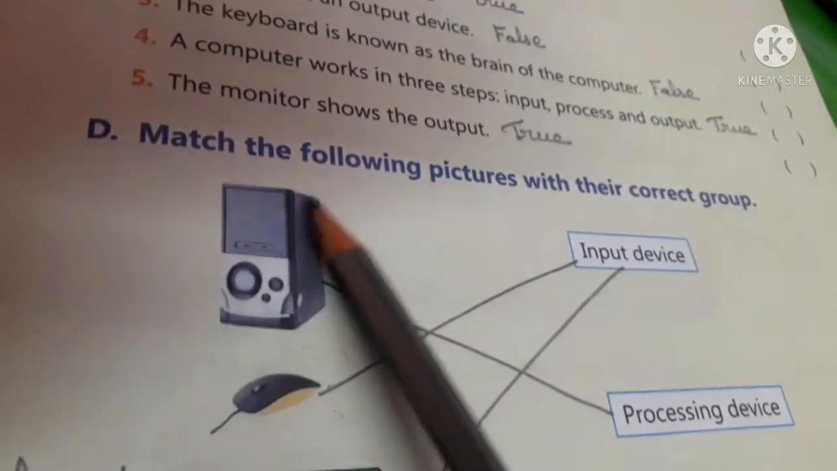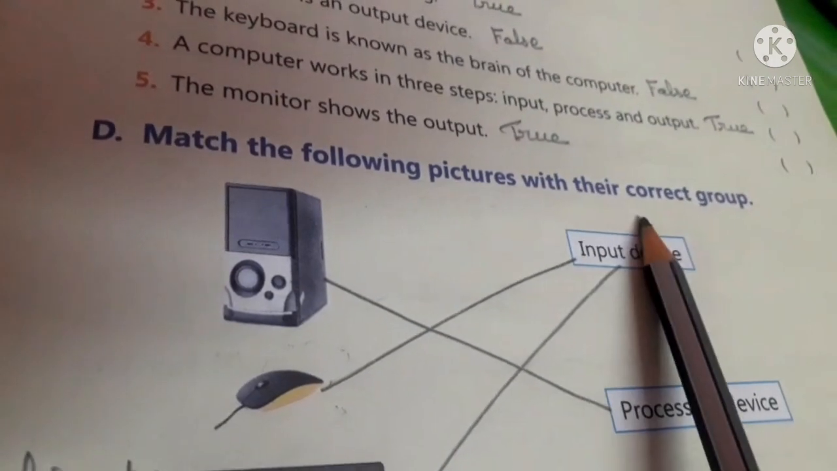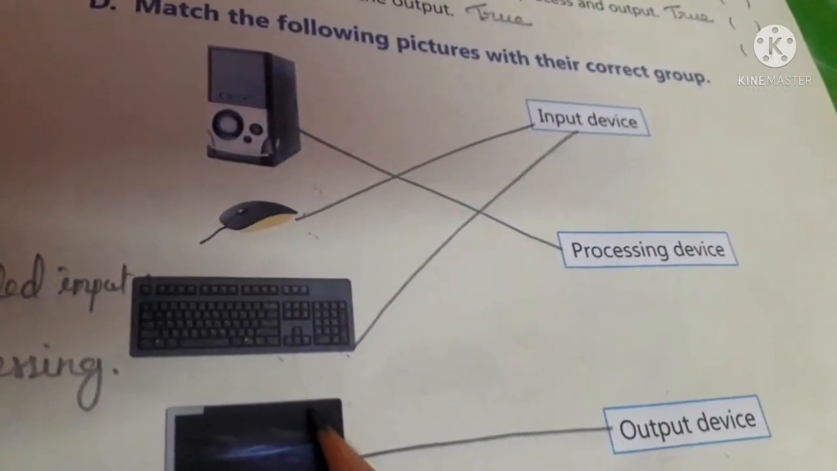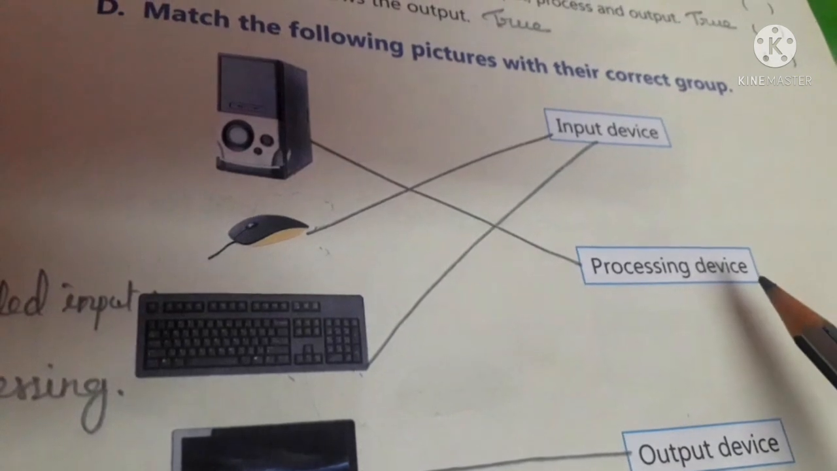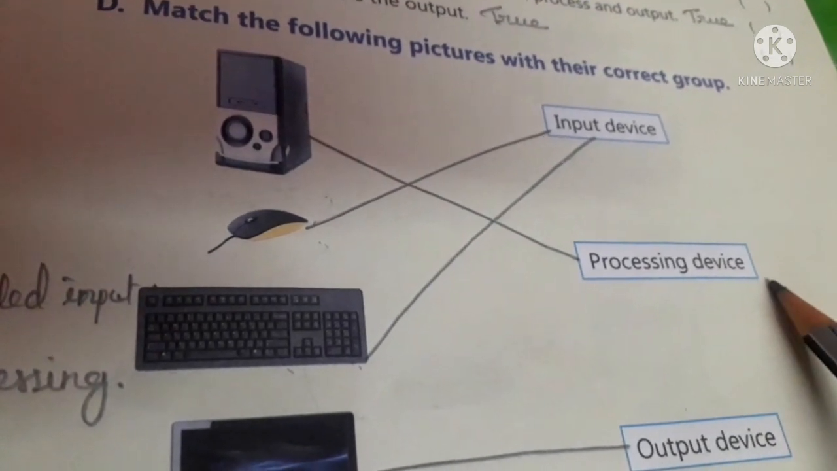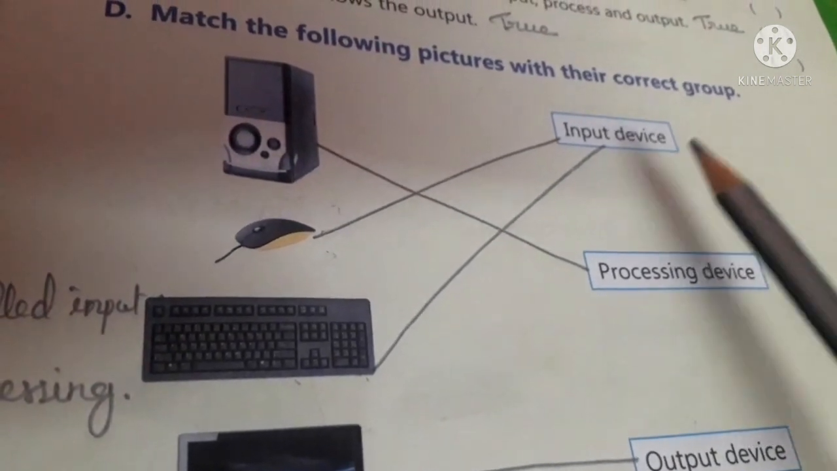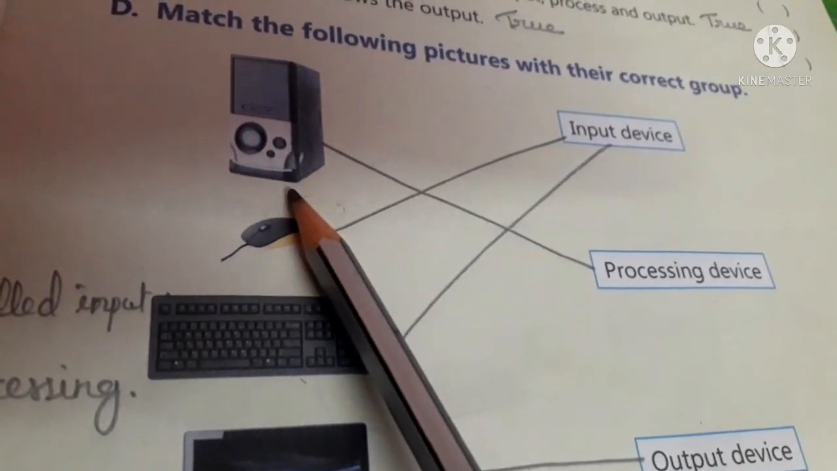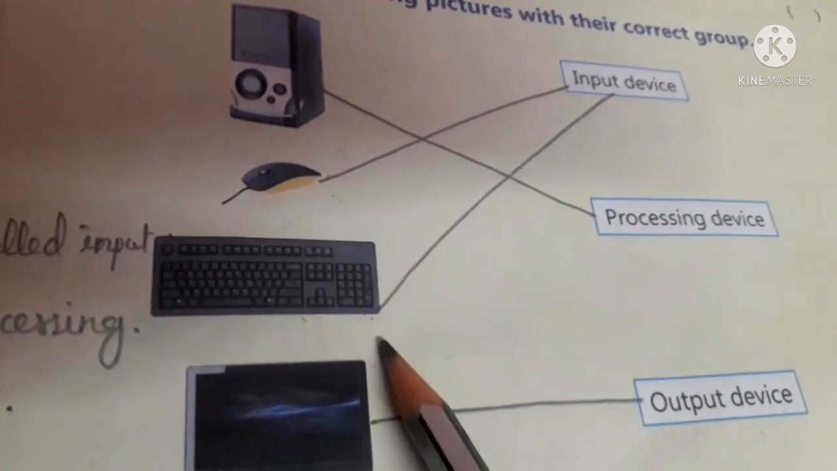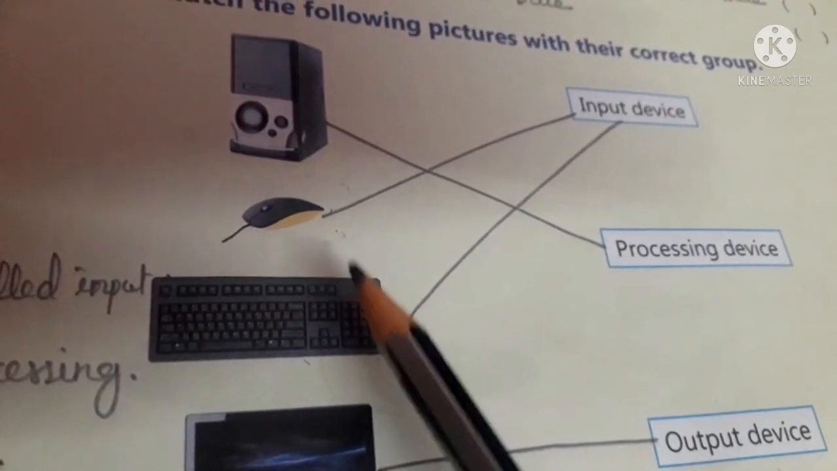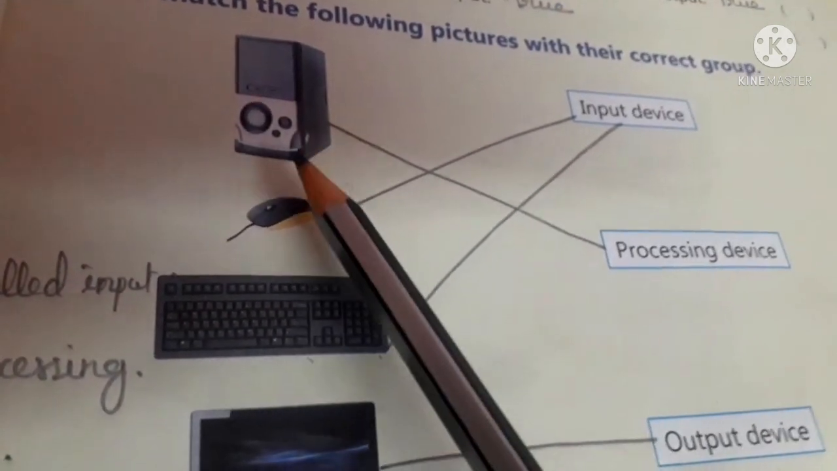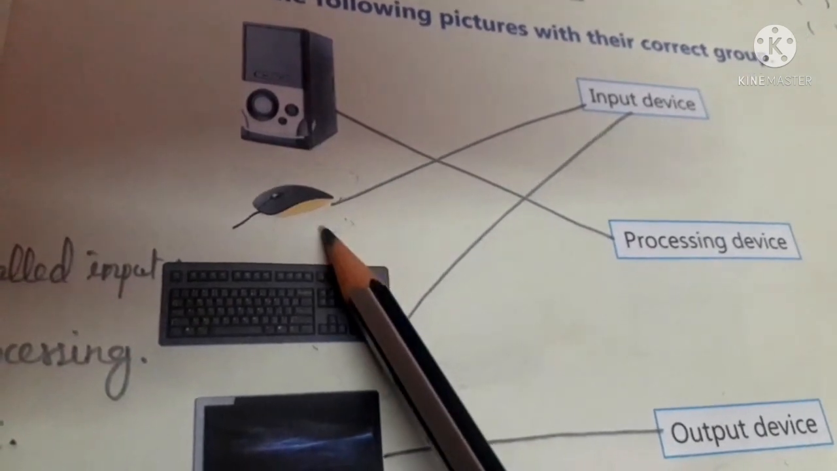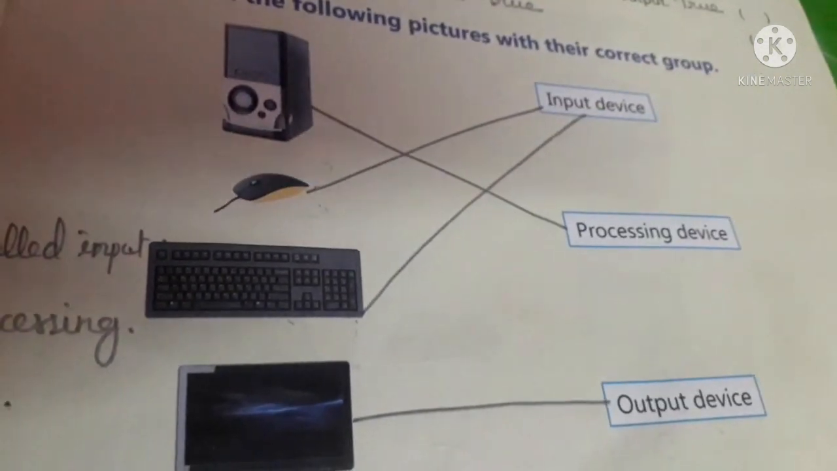Next, match the following pictures with their correct group. Four pictures are given on the left side, and three names are given on the right side: the IPO cycle, input, processing, output. The pictures are CPU, mouse, keyboard and monitor. First we have to find out what type of device each one is.